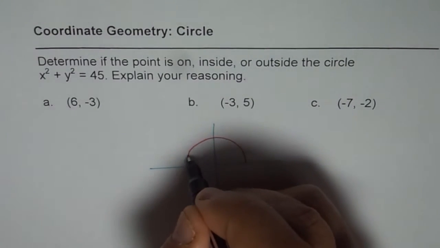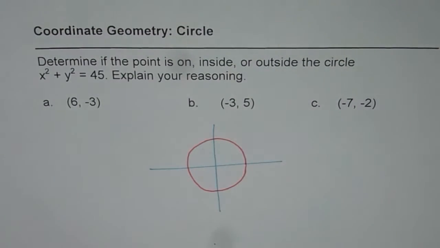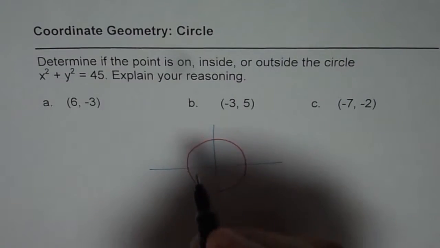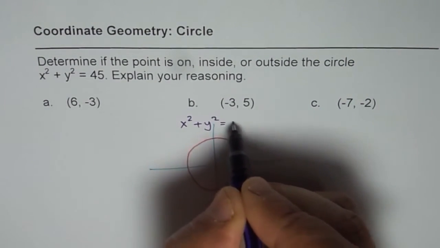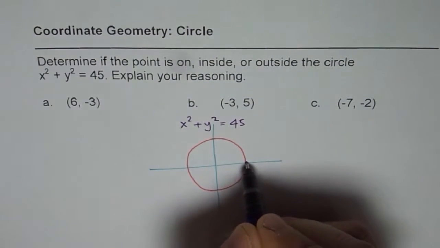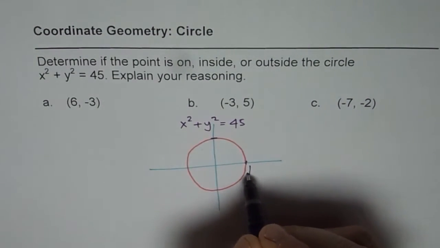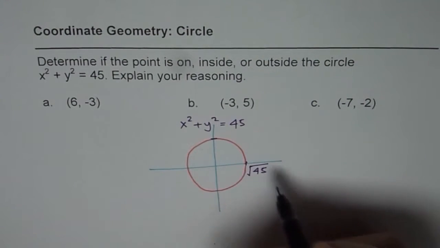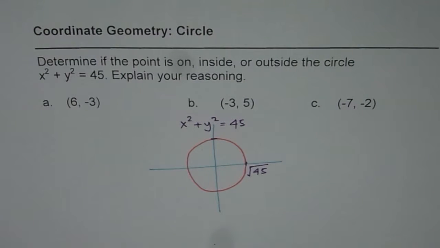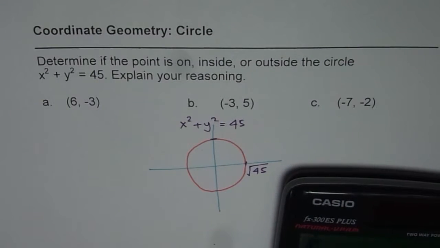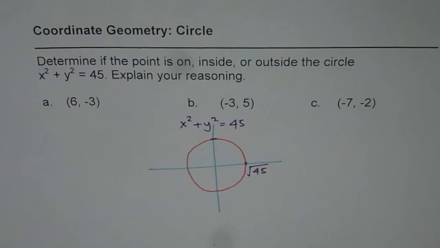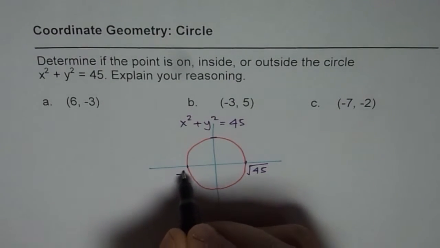So let me just sketch one here. Okay, so that's approximately my circle. Now the circle is x square plus y square equals to 45. That means these points here are square root of 45, correct? So we can find square root of 45 in decimals, which is 6.7 approximately, right? So let me write here minus 6.7.